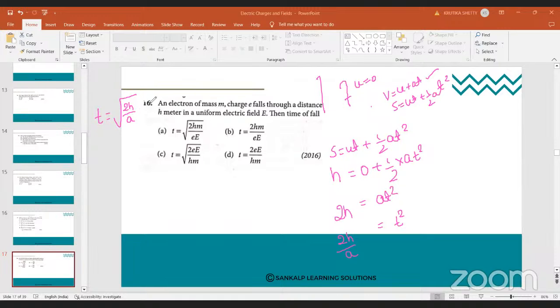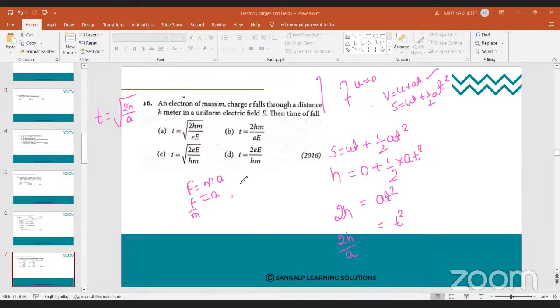So either we may get option A or option C. Let us see. We learned a substitution in the last class, that is F is equal to m into a, so a is equal to F divided by m. So in acceleration I can take force and mass values.